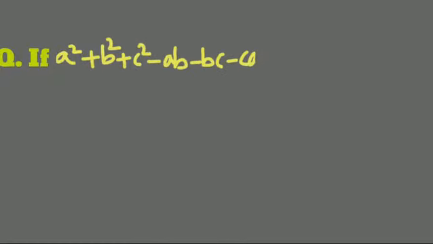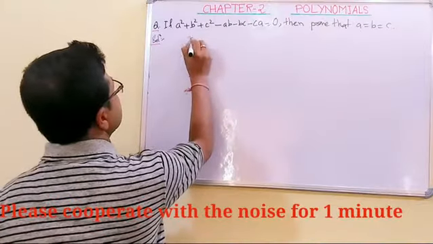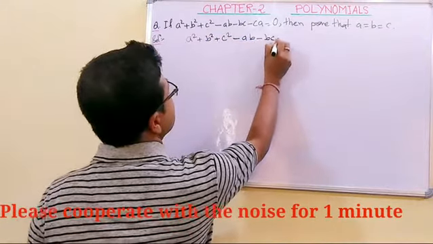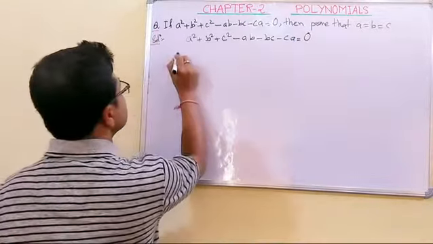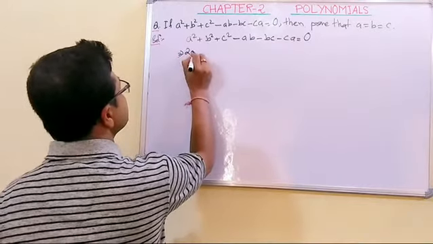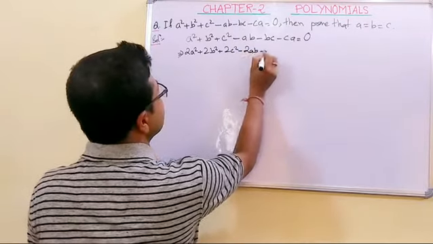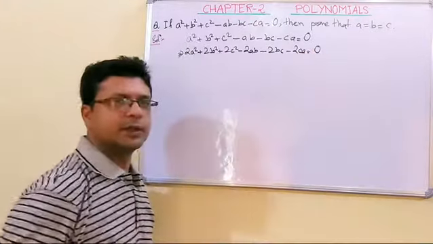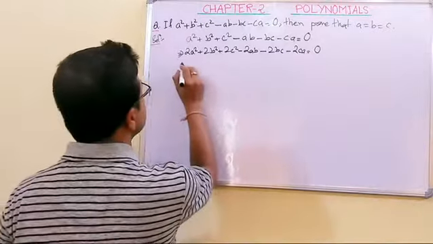This question is: if a square plus b square plus c square minus ab minus bc minus ca equals 0, then prove that a equals b equals c. Let us take what is given: a square plus b square plus c square minus ab minus bc minus ca is equal to 0. Now let us multiply both the sides by 2 throughout. So it is 2a square plus 2b square plus 2c square minus twice ab minus twice bc minus twice ca equals 0 into 2, which is 0. For a particular reason we are multiplying by 2 and not some other number. You will easily understand why.